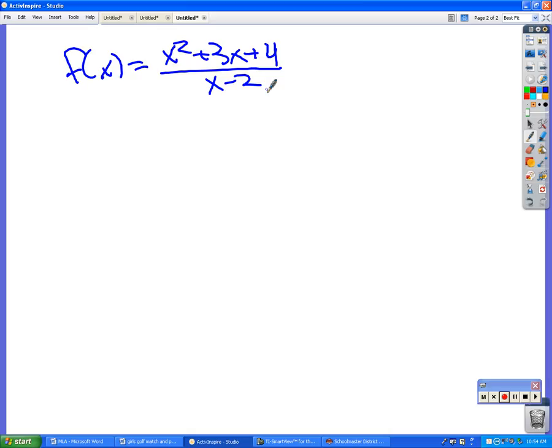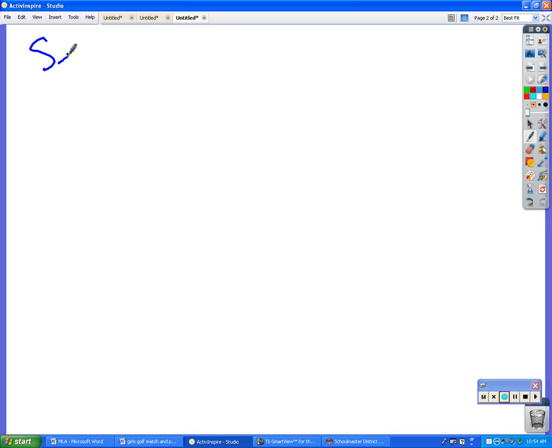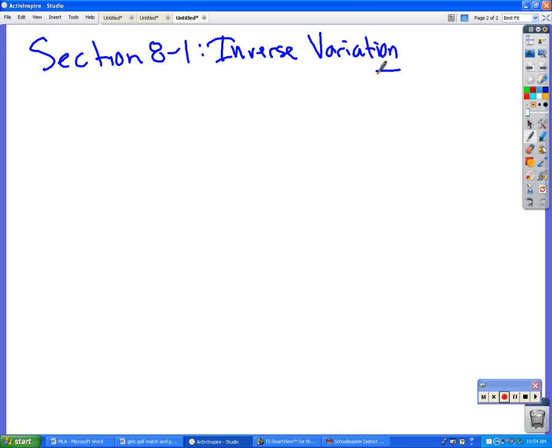So, the very first one is the easiest type of all. Of course, these chapters always start out easy. And that is when you have functions that are called inverse variation. We've talked about direct variation before. Direct variation is when one thing goes up, the other thing goes up also, or when one thing goes down, the other thing goes down also.